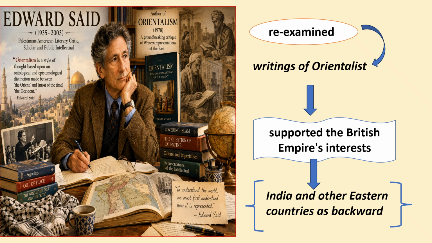It was then that Edward Said, a scholar, re-examined the writings of Orientalist scholars and pointed out that some of their studies supported the British Empire's interests. Their writings sometimes portrayed India and other eastern countries as backward, making foreign rule appear necessary. In this way, the Orientalist scholars wrote Indian history with imperialistic interests.